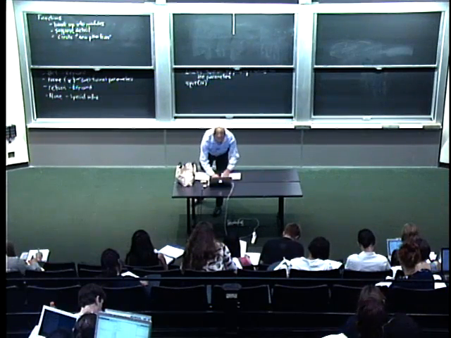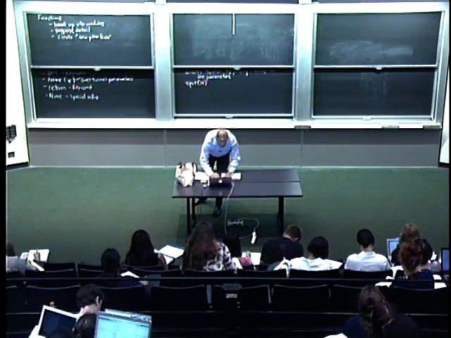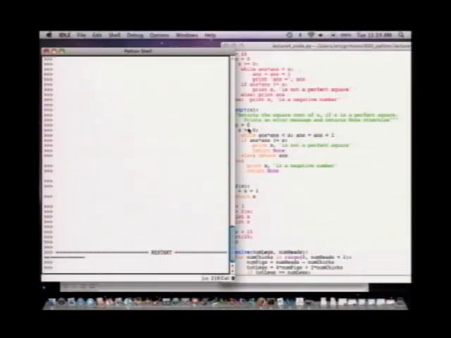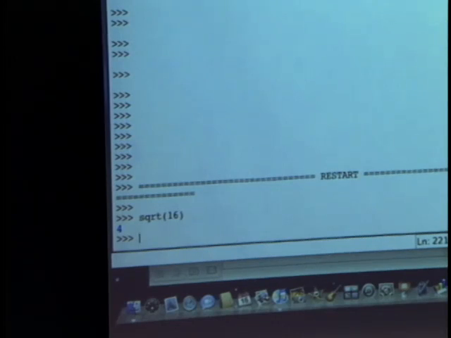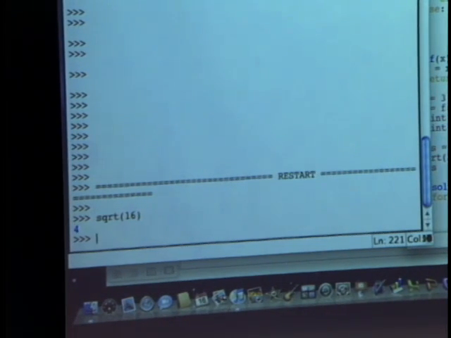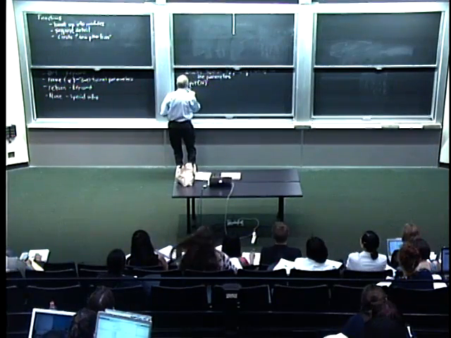Okay? Now let's just try this out to see what happens. I'm going to make sure I've got it there. So if I type, for example, squirt of 16. Aha! What did it do? Well, let's talk about what it did. What this invocation does is the following.